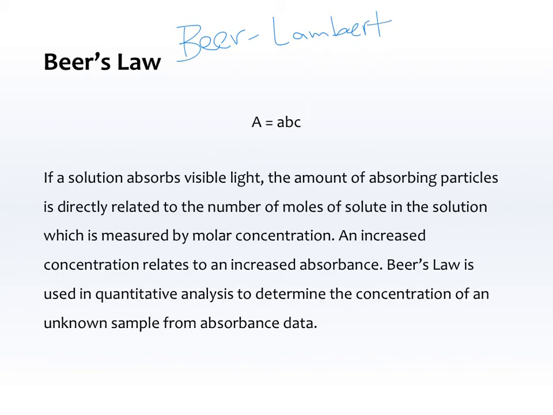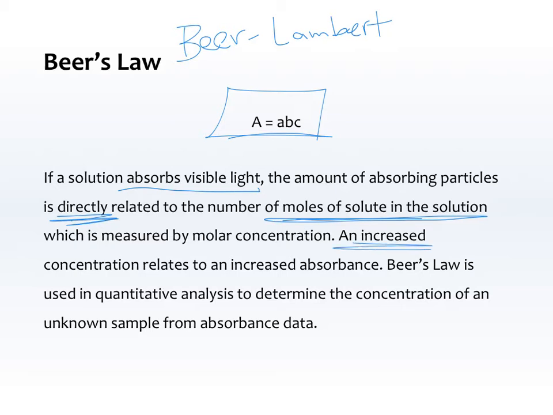Beer's law is A equals abc, which seems like a really simple formula. It says that if a solution absorbs visible light, in other words, a solution is colored, the amount of absorbing particles is directly related to the number of moles of solute in the solution, which is measured by molar concentration. So an increased concentration relates to an increased absorbance. Beer's law is used in quantitative analysis to determine the concentration of an unknown sample from absorbance data.